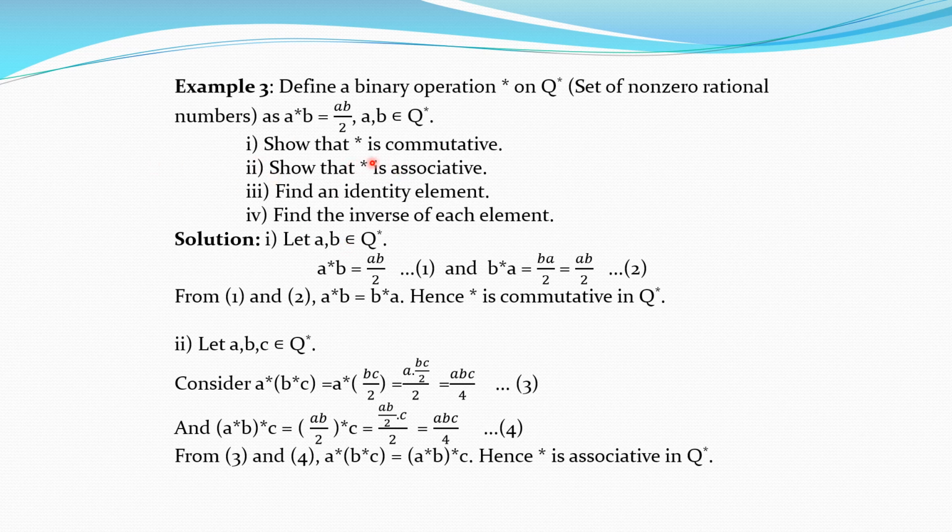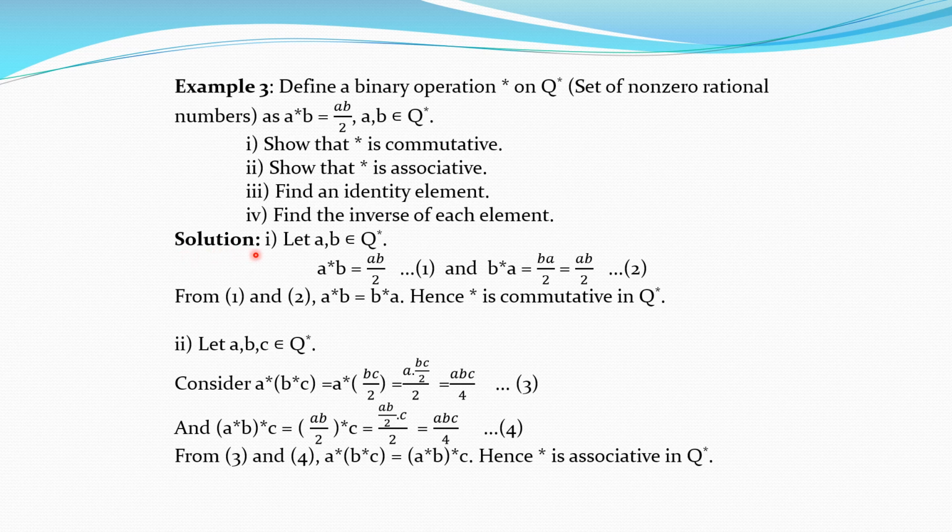So to show that it is a commutative operation, we have to take two elements from that set. Now we will take A and B from Q star. Now Q star is the set of non-zero rational numbers. So from the entire rational number set, we are just excluding 0. So there are all positive rational numbers and negative rational numbers also. Just 0 is absent in Q star.